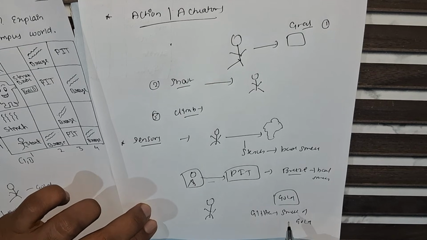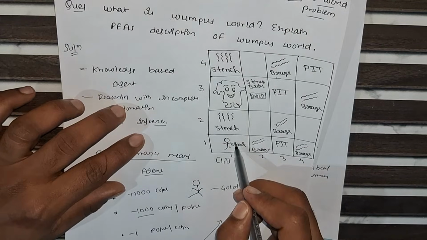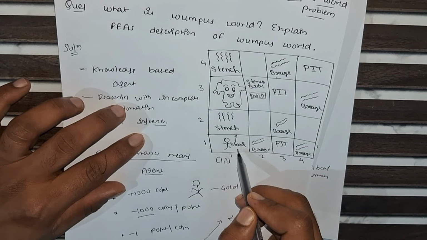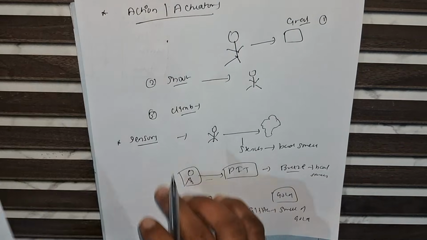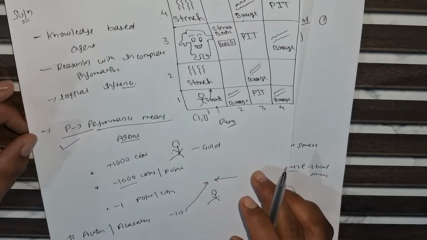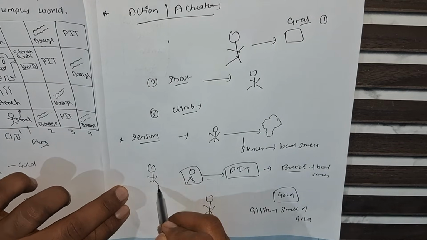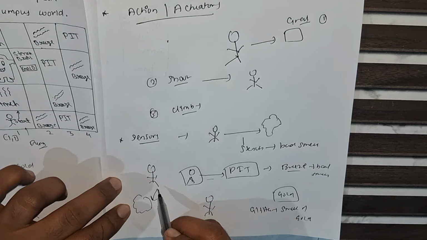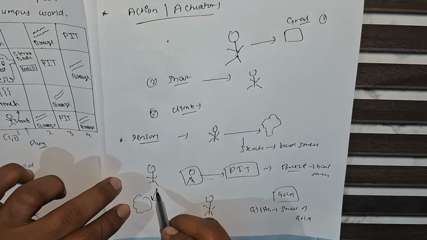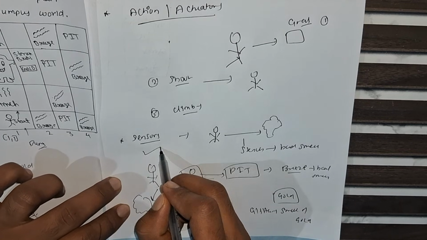And when the agent walks into the wall, it will perceive a bump, meaning when the agent walks into the wall, it will receive a percept which is called bump. And the last point which comes under sensors is when the Wumpus is killed. Let us consider this is the agent and this is the Wumpus. If the Wumpus is killed, the agent perceives a scream which is heard anywhere in the cave. So these are all the things that come under sensors.